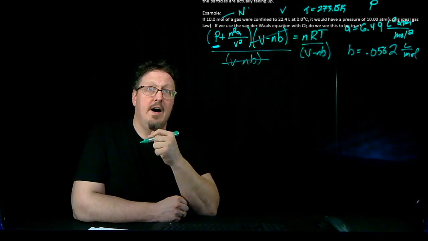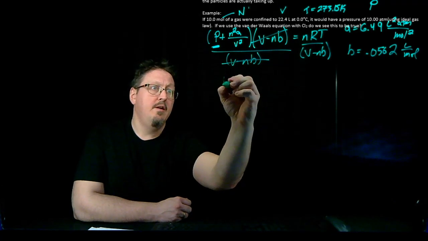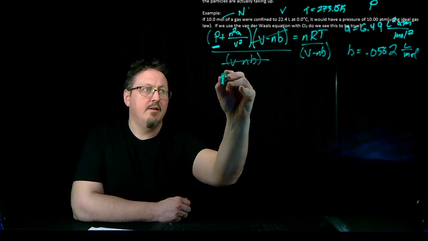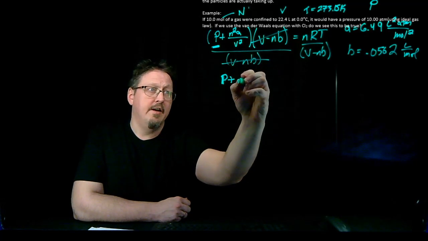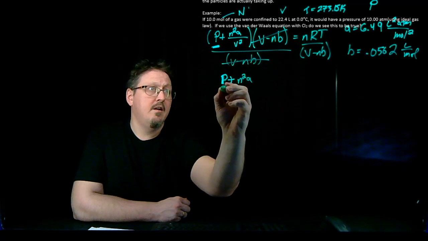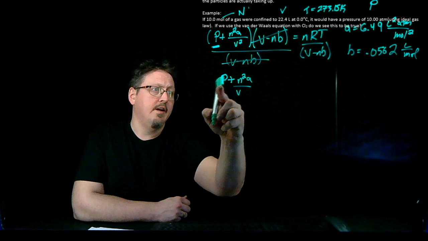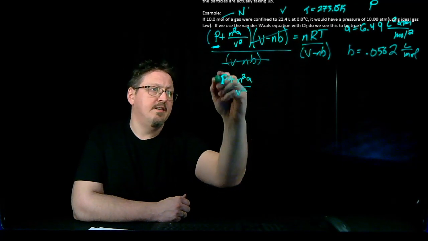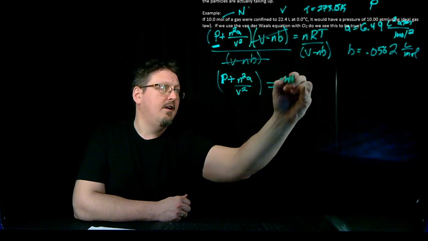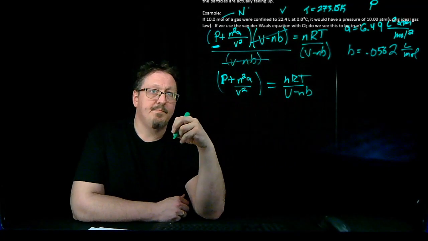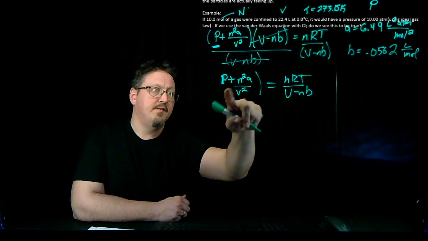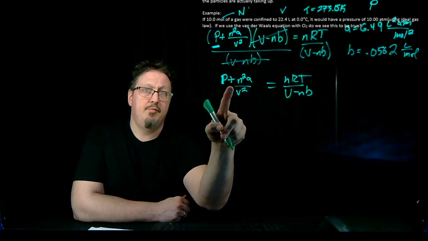So now I have P plus n squared a over V squared, and that is going to equal nRT over V minus nb. Okay, well, we can unparenthesize this, so it's P plus this.